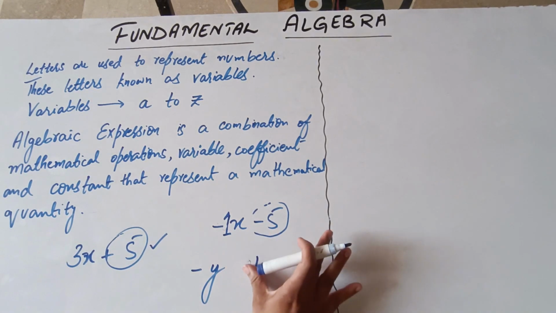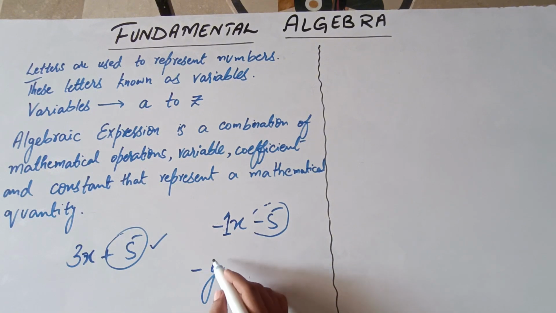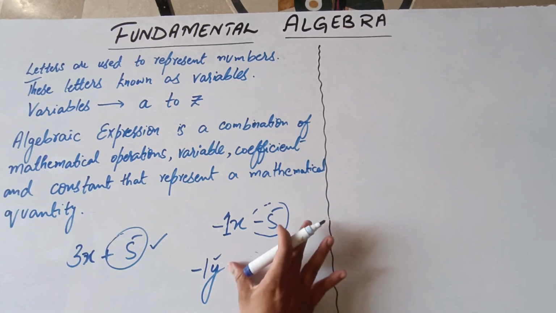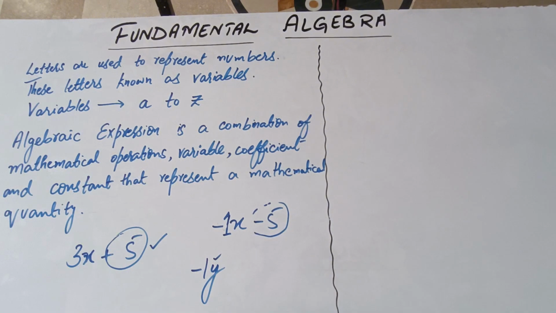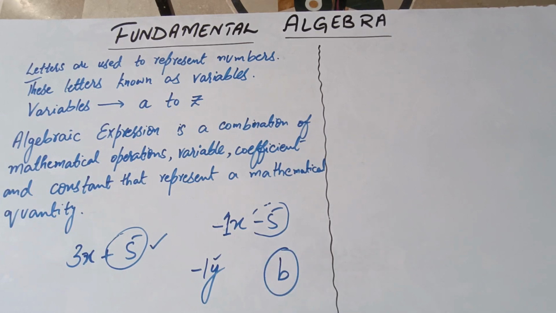But if I ask you whether this is an expression, yes, it is also an expression because a variable is there, the coefficient is -1, but there is no constant. No constant means the constant is 0. So the constant is not written here, but it is still an expression. And this one? Yes, this is also an expression. There is a variable which is b, the coefficient is 1 but the constant is 0. So these are some techniques to identify the coefficient, constant and variable.